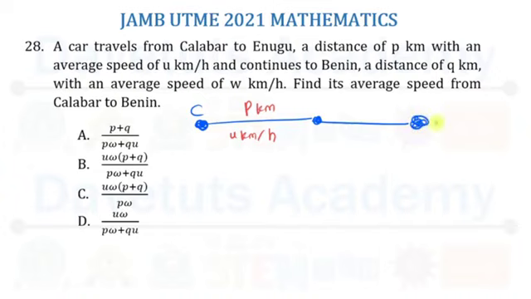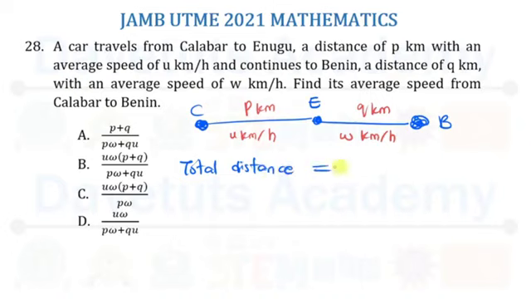This is Enugu. This is Benin. Benin is a distance of Q kilometers away, and the average speed is W kilometers per hour. So we have to find the average speed from Calabar to Benin. Well, that's not a big problem. First, we need to look at the total distance, because speed is distance over time. So the total distance will be P plus Q kilometers.